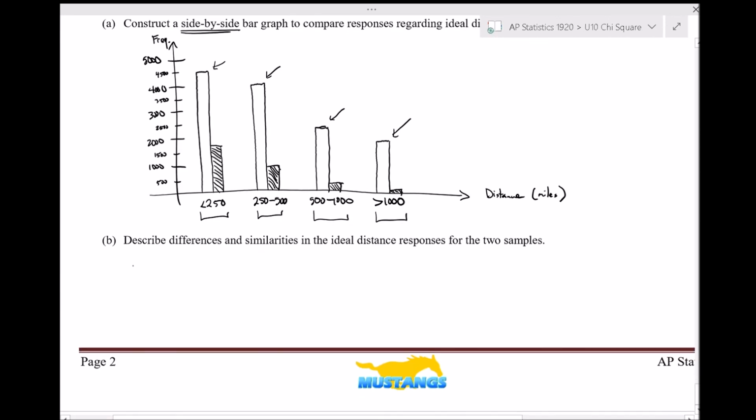So generally, as distance from home, or distance between home and the campus that they are enrolled in, increases. So as that distance increases, the percentage of, and it's hard to tell because I didn't graph percentage.